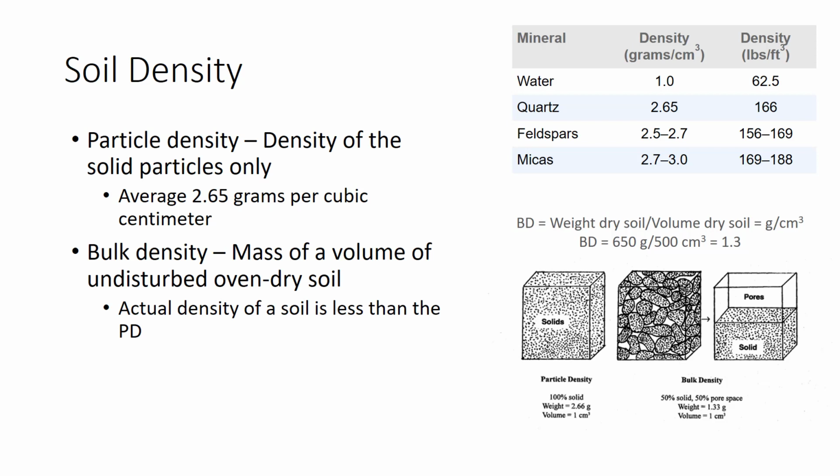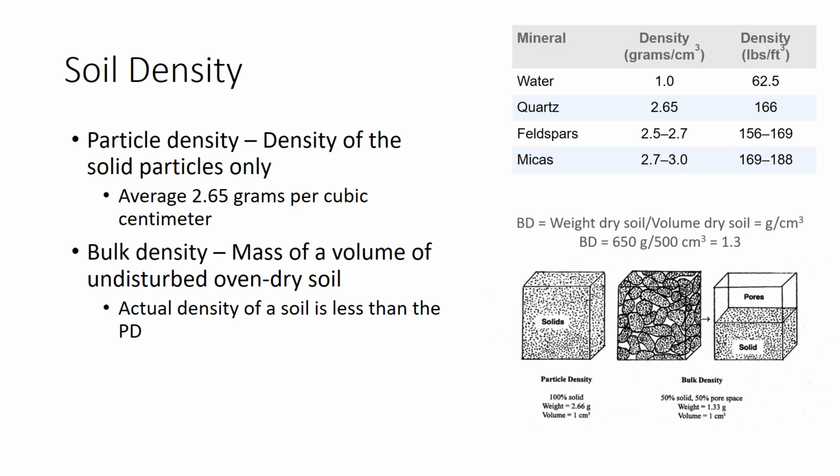Particle density varies according to the type of minerals in the parent material and the amount of organic matter in the soil. The table lists the density of several soil-forming minerals. Note that the densities are very similar. In fact, there is surprisingly little variation in the PDs of most mineral soils. PDs in mineral soils average about 2.65 grams per cubic meter, a value used as a standard in soil calculations.